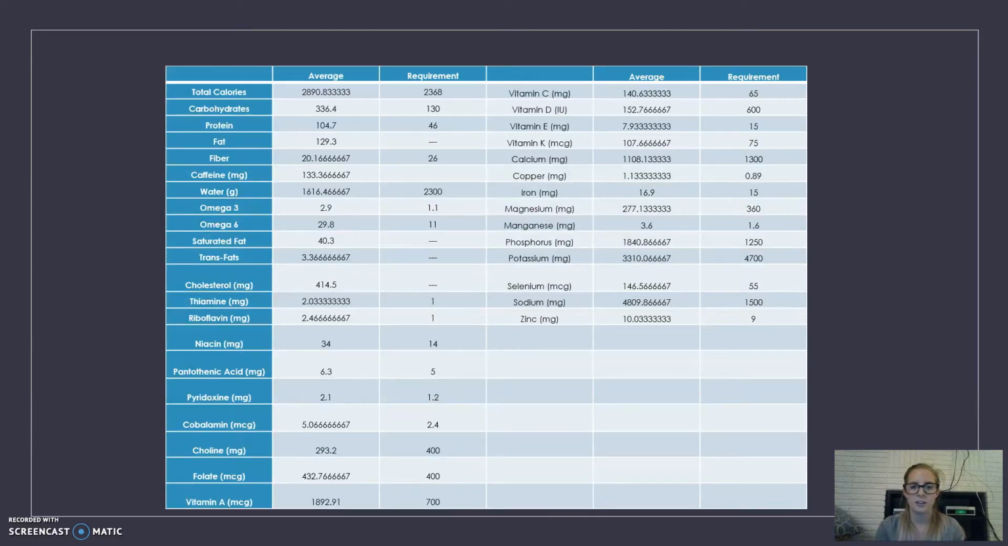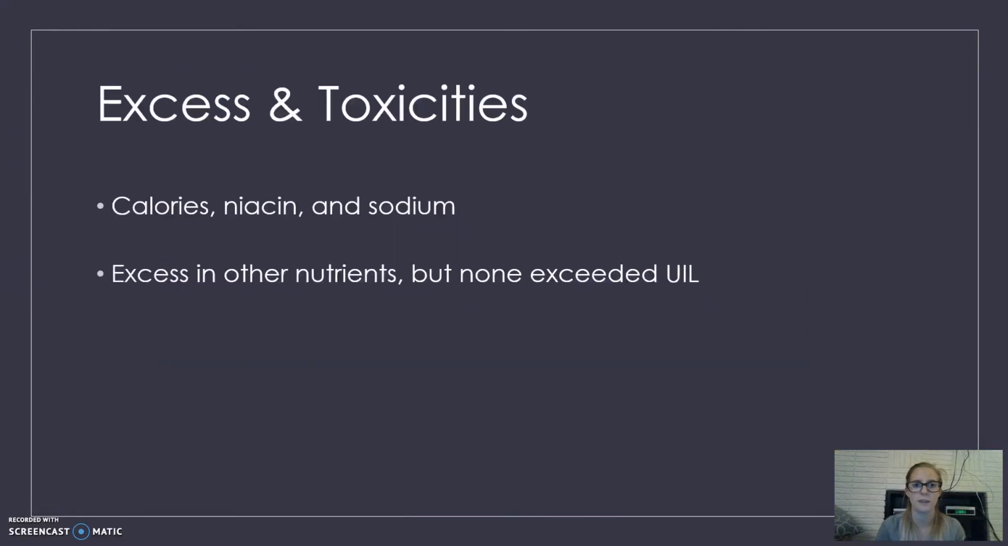Alright, you can see here are Jane's average intakes over her 3-day meal report and then the actual requirements. She was definitely in excess for calories, but then she also had some deficiencies going on, so we're going to talk about that. So, Jane had an excess of calories. She was consuming 2,890 calories versus her requirement of 2,368 calories. This can definitely lead to weight gain, and it definitely calls for concern since she is already obese.